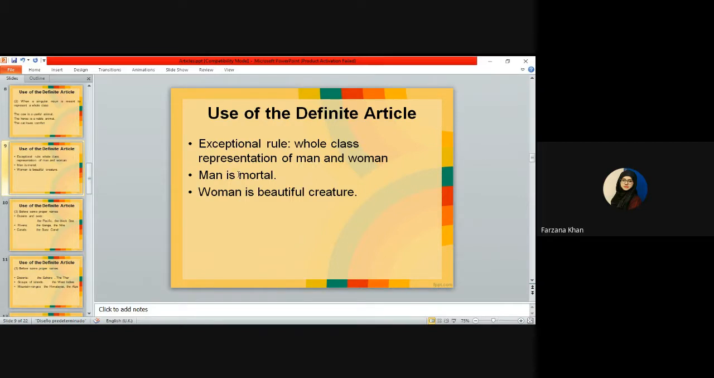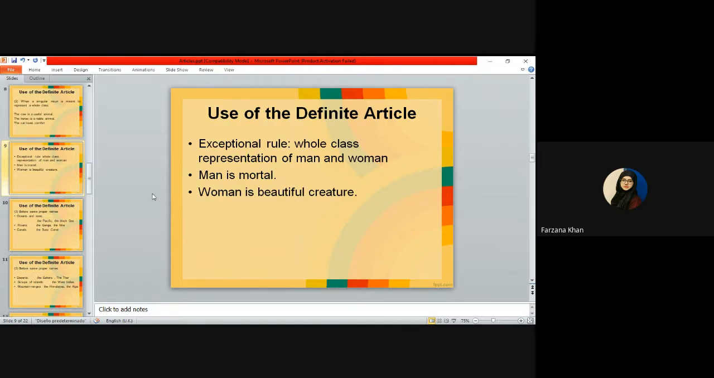You can see here in the example, man is mortal, right? So man is mortal here. Basically, in this sentence, the writer is talking about the whole class of man, the human beings. So when man or woman represents the human beings, the whole class of man or the whole class of woman, there is no need to use a definite or indefinite article. So man is mortal. Similarly, woman is a beautiful creature. Here it means the writer is talking about the whole class of women, not this one particular woman.